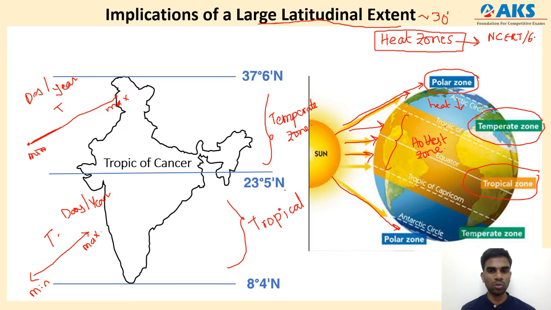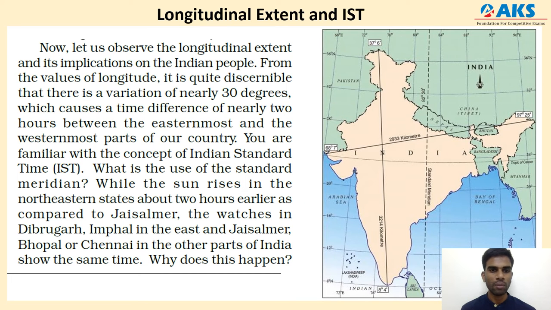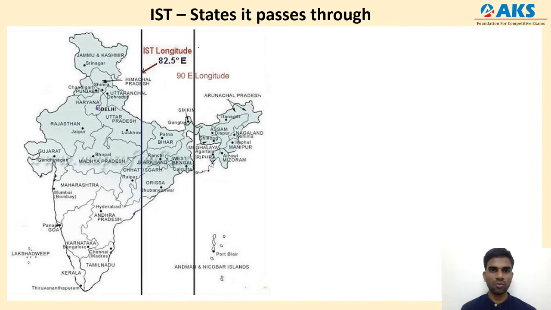So India has both the tropical heat zone and the temperate heat zone. This is because of the large latitudinal extent India has. Now coming to the longitudinal extent, we know that the longitudinal extent is also nearly 30 degrees. So how does this impact India? We know that the sun rises at different times in different places of India. For example, the sun rises in Arunachal Pradesh 2 hours before it rises in places in Rajasthan and Gujarat.